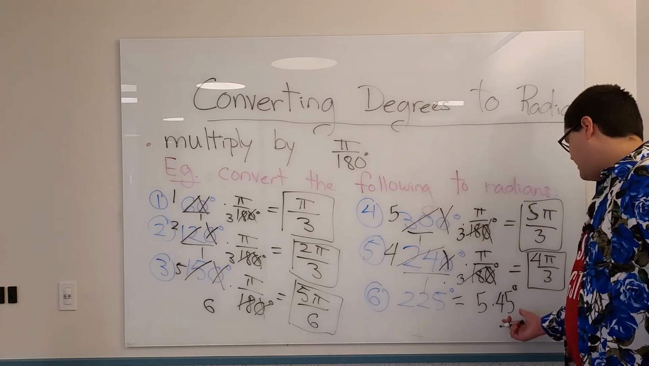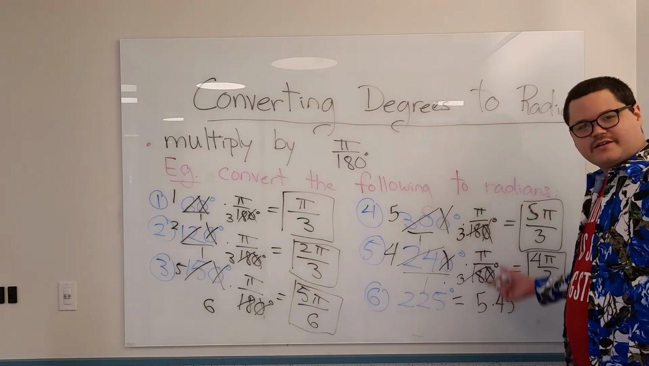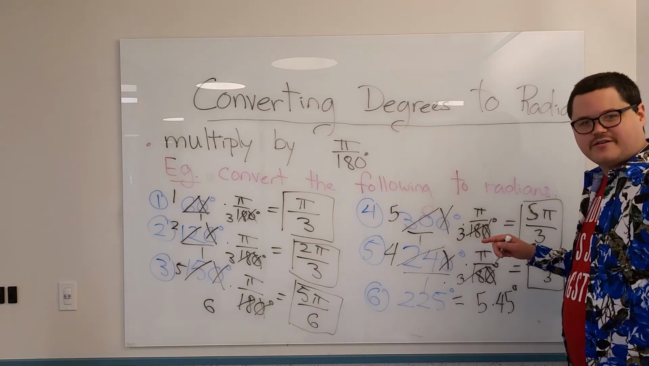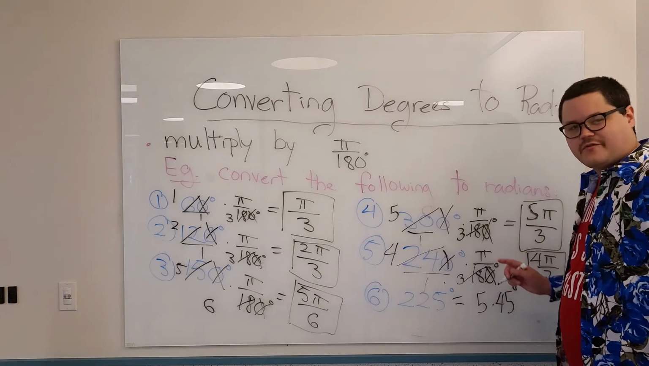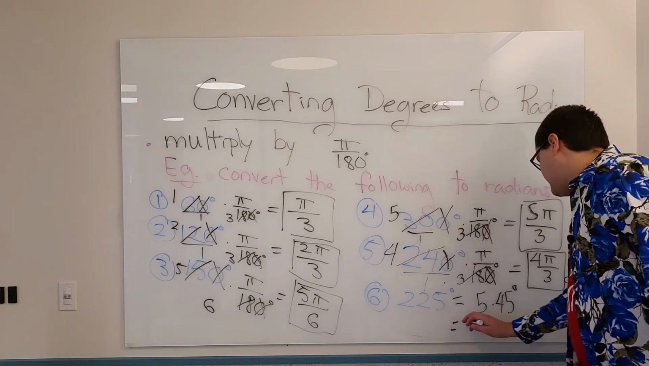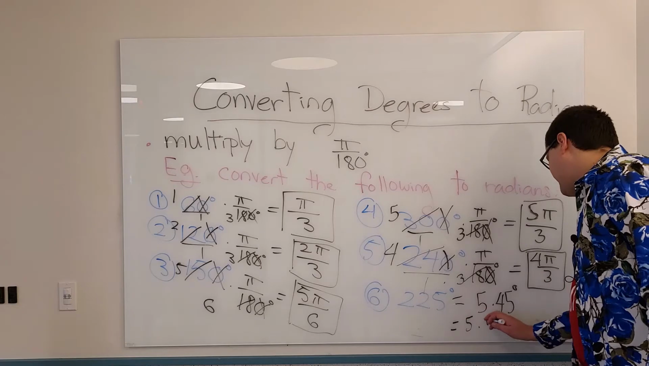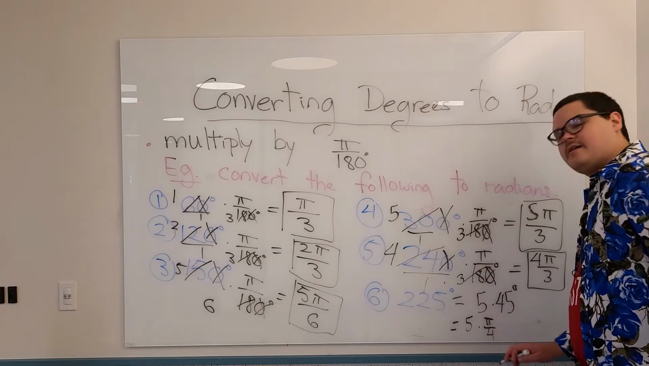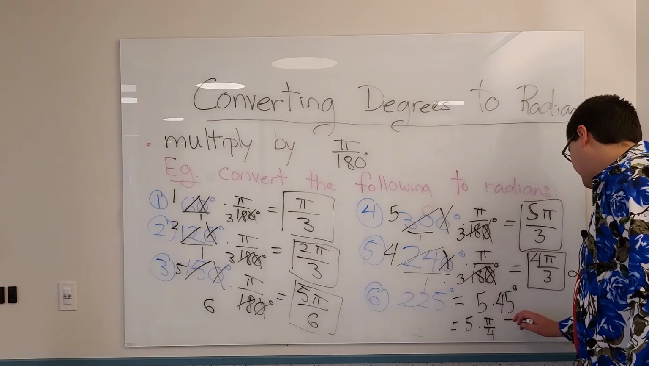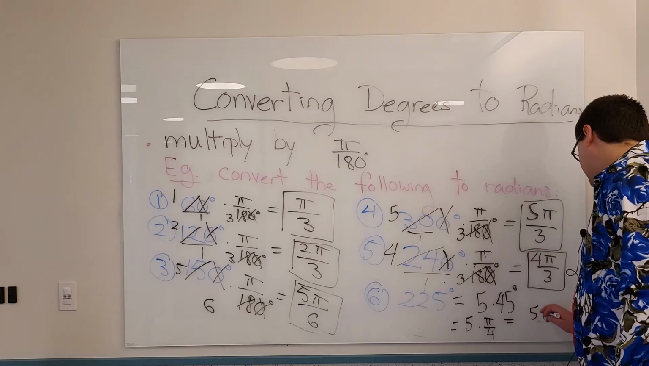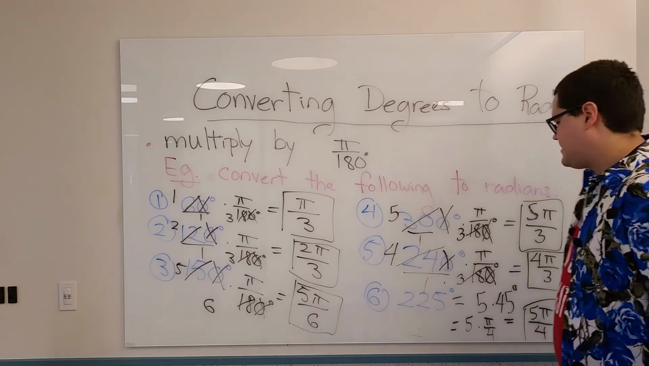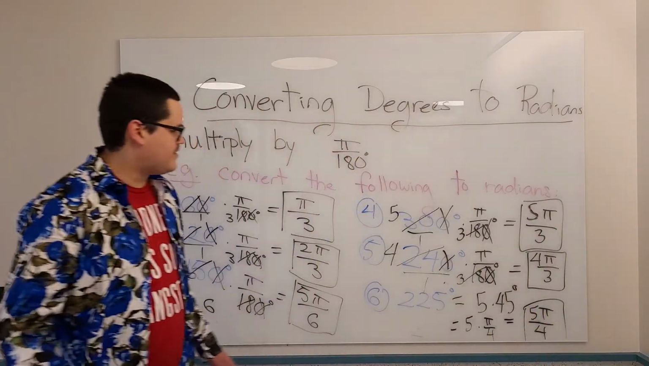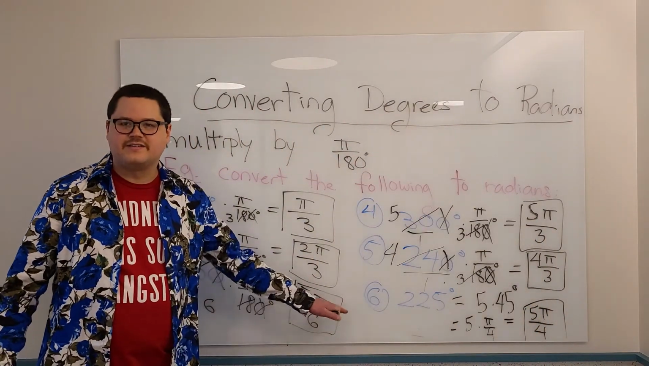If you remember, 90 degrees was pi over 2. We saw that earlier. 45 degrees was half of that, so pi over 4. So this is 5 times pi over 4 radians, which ends up being 5 pi over 4. That's it. So we've converted all of these from degrees to radians.